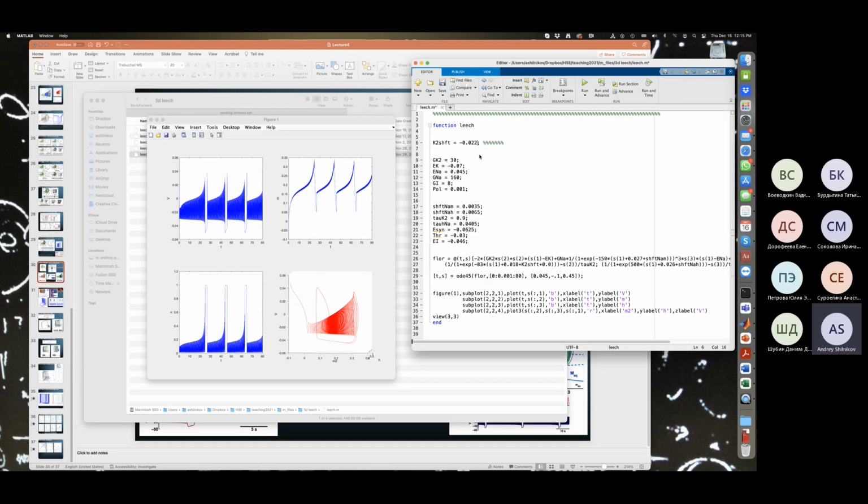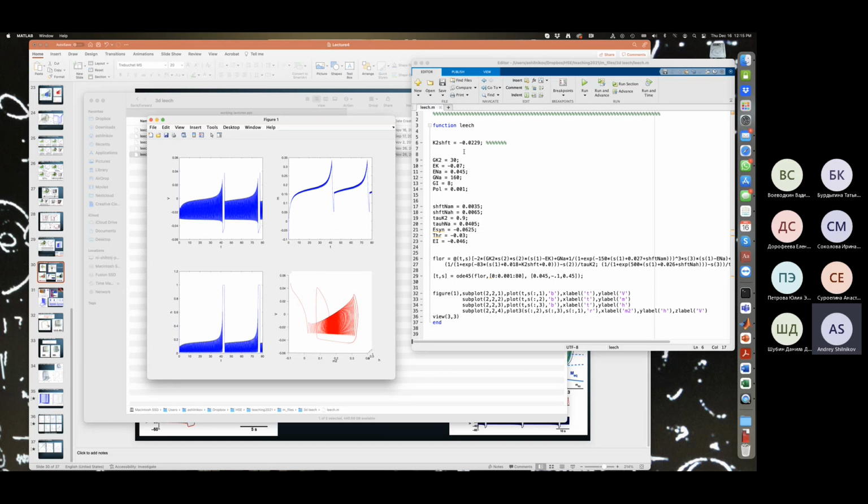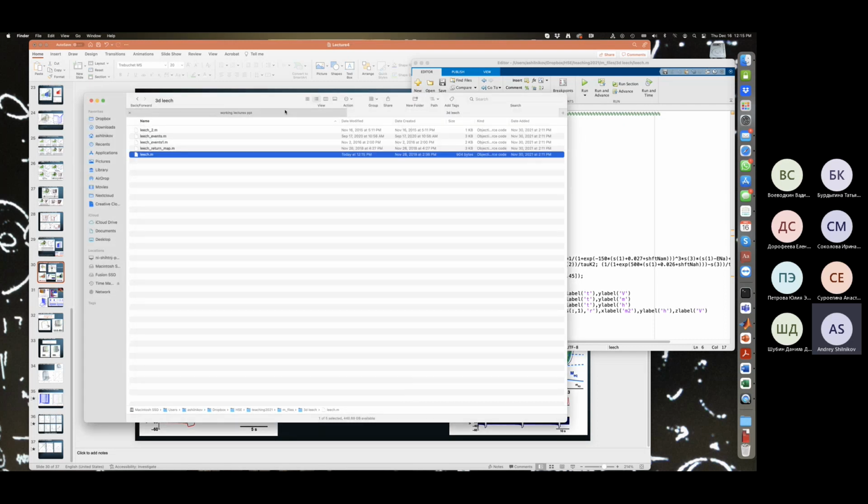Okay, so one more time. How about 9? Because remember, at 2, 3, I have tonic spiking activity. You see it gets longer, which means I'm approaching the blue sky catastrophe, right, around this value. So this is also going to be part of the second part of your project.